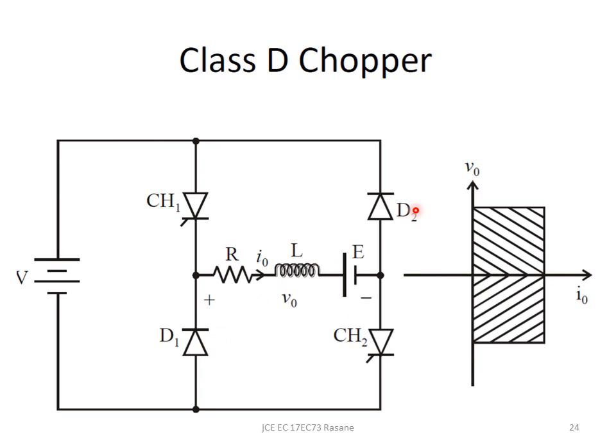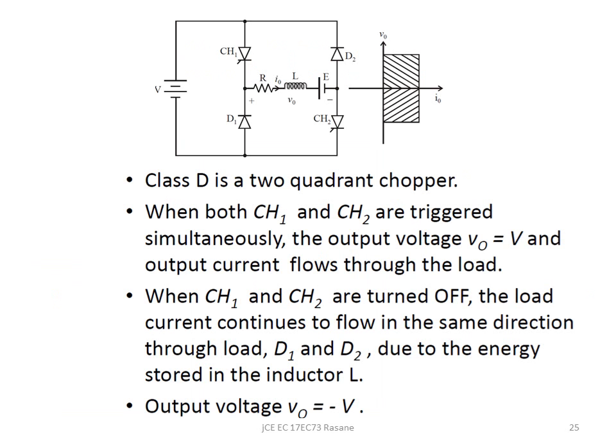When they are off, then D1 and D2 come into the picture and they carry the current or connect the supply voltage again to the load, but the positive gets connected here, and the negative gets connected here. So the voltage polarity will reverse, but the current direction, from the discharging of L, is the same as the previous direction. So current through the load will be positive, but the voltage across the load will be negative. So this is your class D chopper.